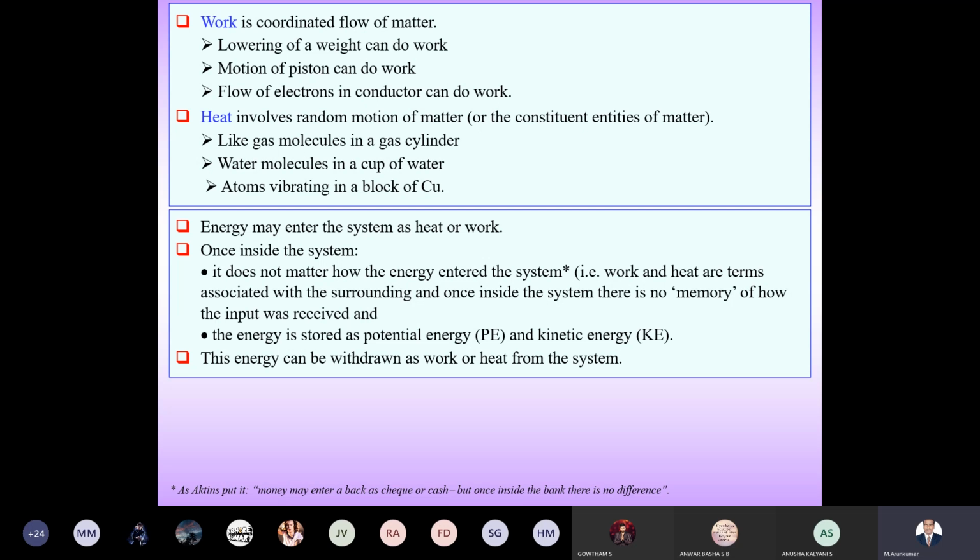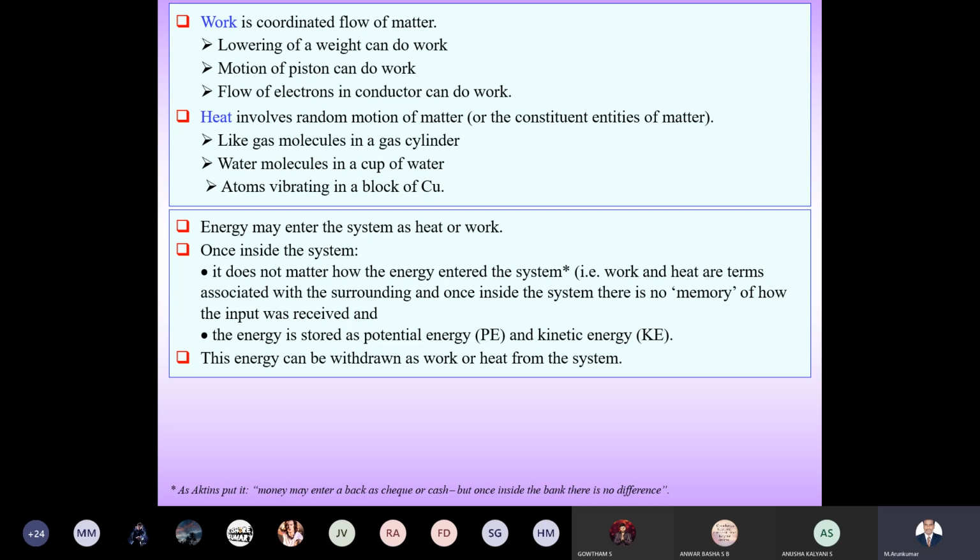Then work is coordinated flow of matter. So also we can define work as a flow of matter. Lowering of weight can do work. Motion of piston can do work. So these can do work. So lowering of weight, how can we do work?